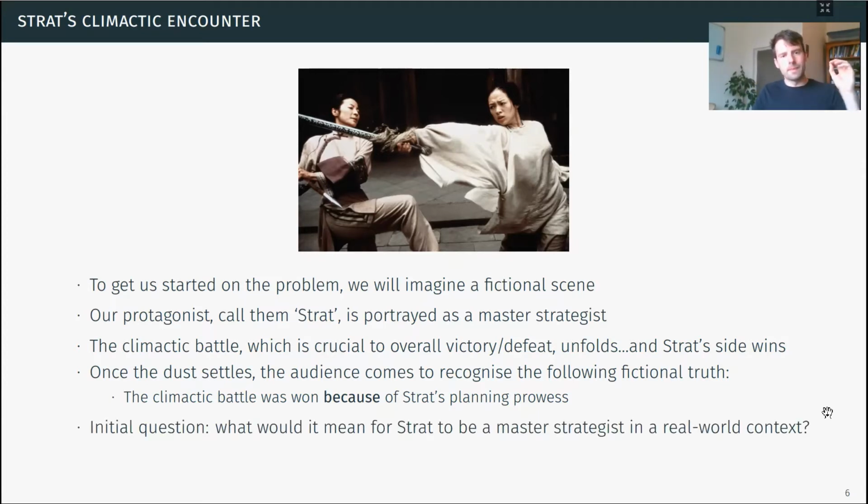Now, our initial question is this. What would it mean for Strat to be a master strategist in a real world context? Because if we want to make sense of what that means in the fiction, we want to be able to say what it means outside fictional contexts. So we'll attempt to briefly do that now.